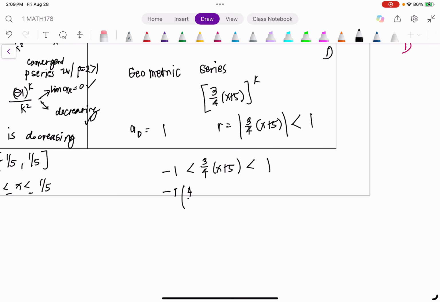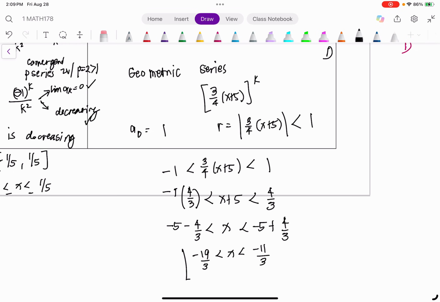Negative 1 times 4 over 3 less than x plus 5 less than 4 over 3. And then we subtract 5 from both sides. So we have negative 5 minus 4 over 3 less than x, and then less than negative 5 plus 4 over 3. So your x is in between negative 19 over 3 and negative 11 over 3. So that's all for radius and interval of convergence.